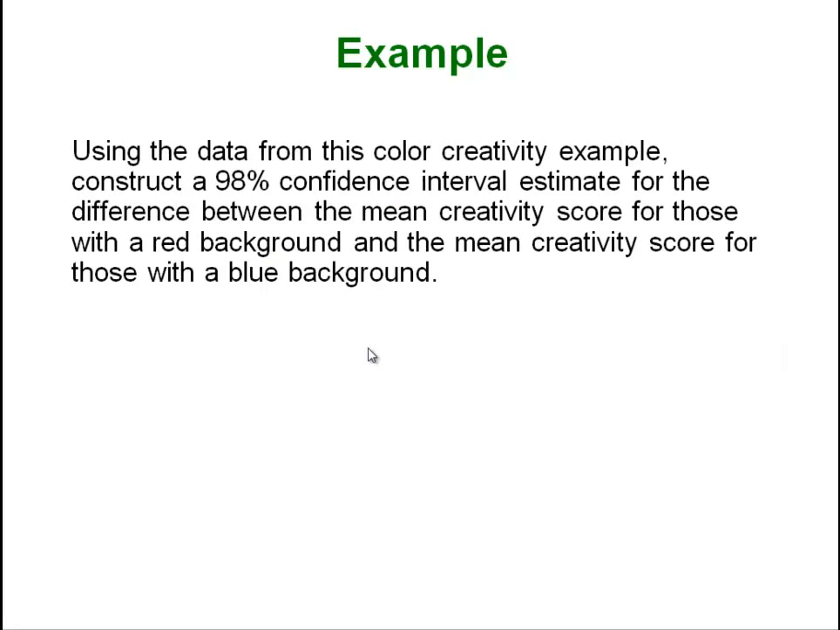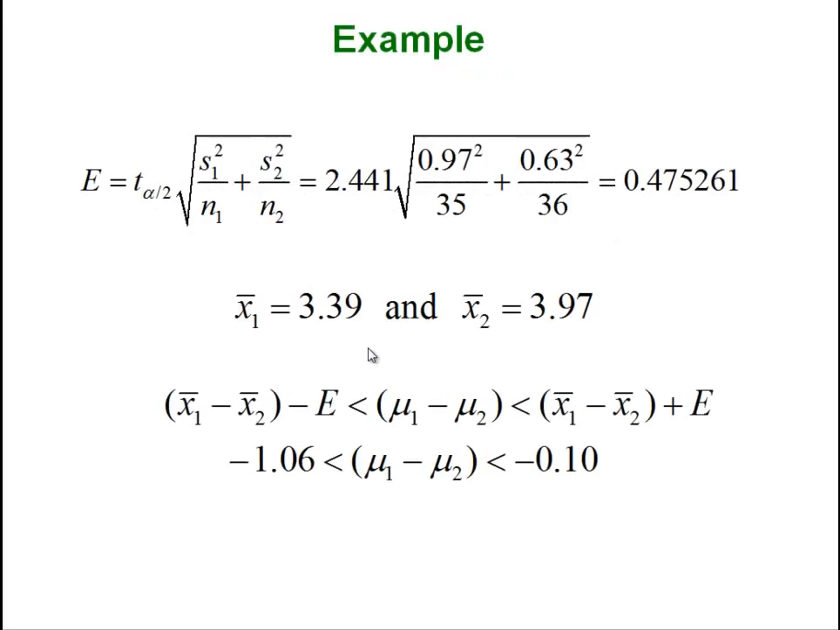We can also use the data from this example to construct a 98% confidence interval estimate for the difference between the mean activity score for each group, those that had the red background and those that had the blue background. We could use the formula and plug everything in and get this confidence interval as being the difference between the two groups. And you can see that this is saying that the difference between population 1 and population 2 is, well, not always between, we did a 98%, so we're 98% confident that it's between a negative 1.06 and a negative 0.10. Even though that's really close to 0, it doesn't go up and include 0.